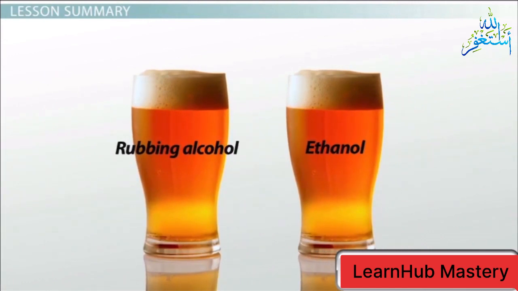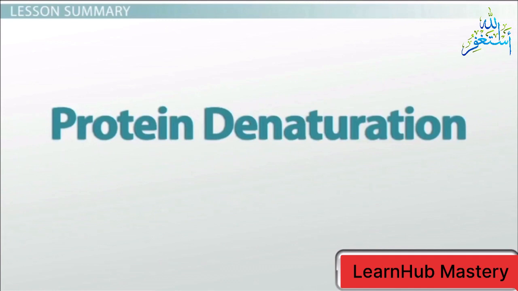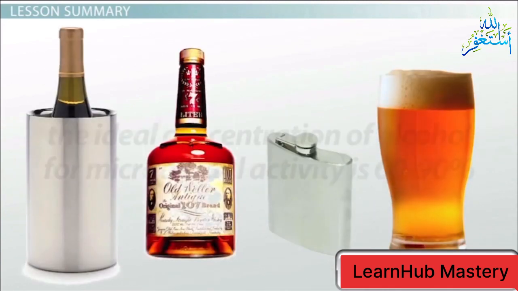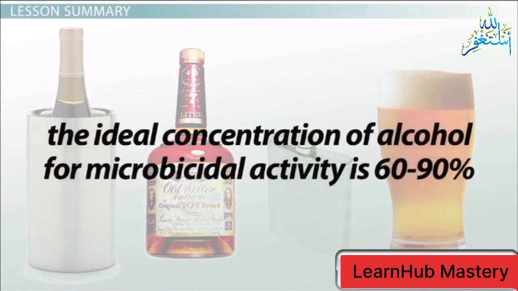The way that these two alcohols destroy bacteria, viruses, and fungi is through something known as protein denaturation. In basic terms, it's a process whereupon a protein loses its higher order structure. And don't forget that the ideal concentration of alcohol for microbicidal activity is between 60 and 90%.